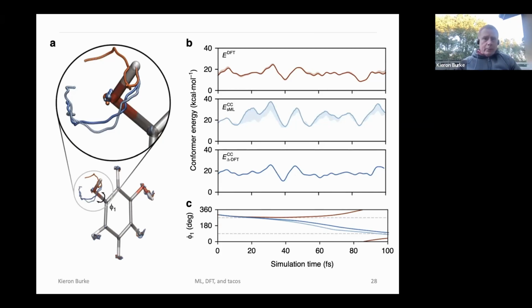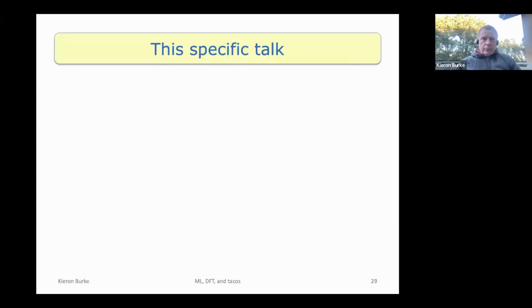But these functionals that we're making here mostly work for the molecule that they've been trained on. They don't necessarily generalize. They do generalize a little bit, but not very well to other situations. So you have to retrain for each molecule you look at.